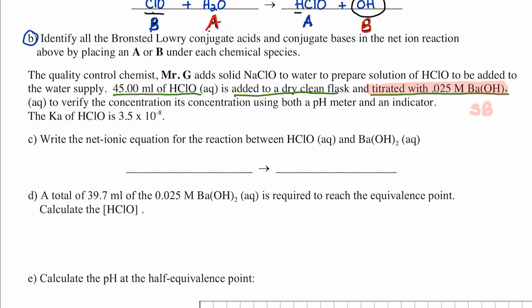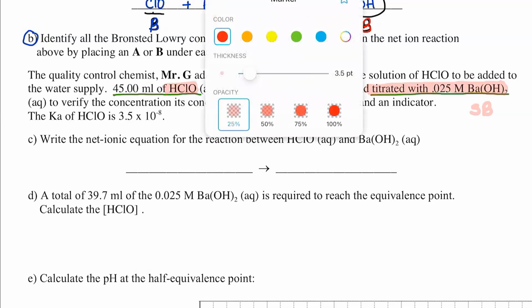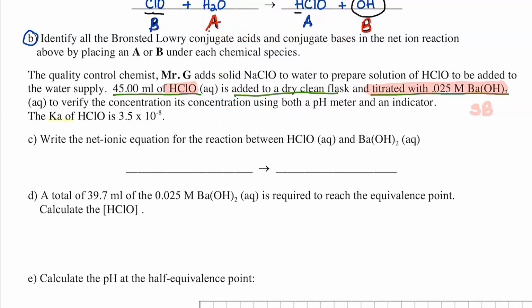Strong base. And you say to myself, Mr. Grodsky, is HClO a strong acid? And that's a question that people had here. But what am I giving you? If you look very carefully in the problem, I am giving you the Ka of the HClO is 3.5 times 10 to the negative 8. Whoa, that Ka is small.